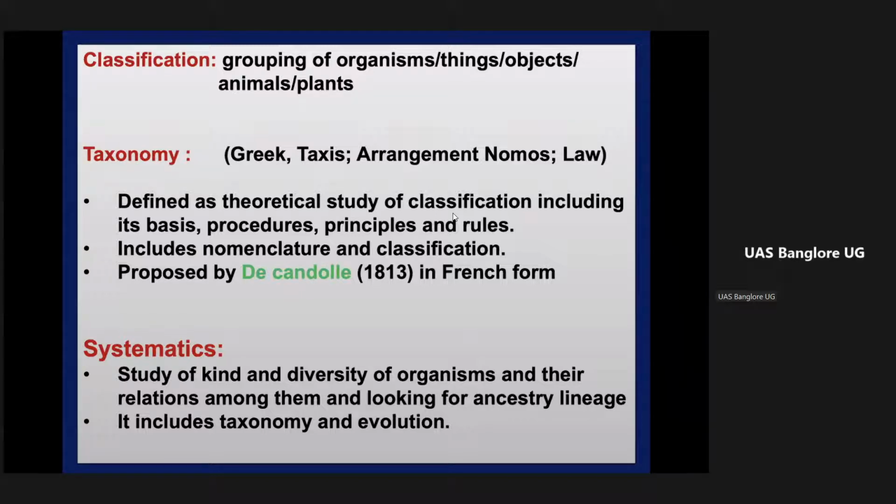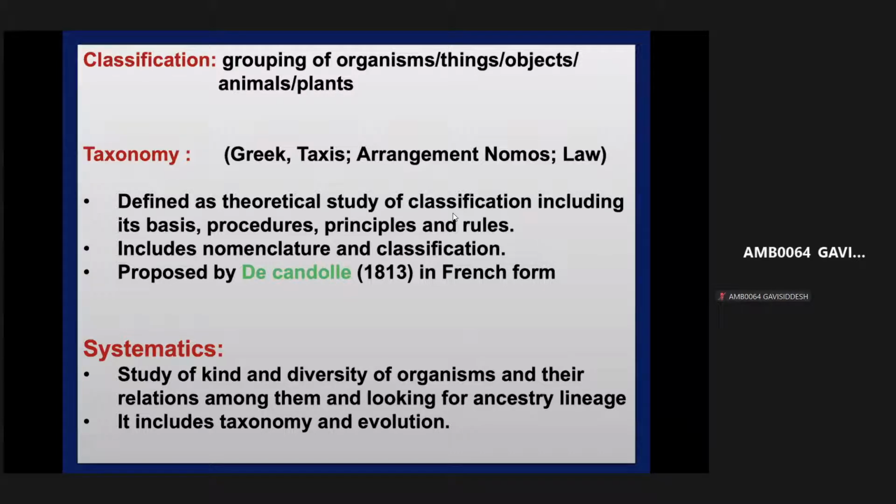So what is taxonomy? It is the theoretical study of classification. We have some rules, procedures, and we look at nomenclature. Systematics is the study of kinds of diverse organisms. What are all the diversities there, and the diversity along with the relationship. We also look at the diversity and also the relationship among their ancestors. So that is what is meant by systematics. Clear? Is it clear?